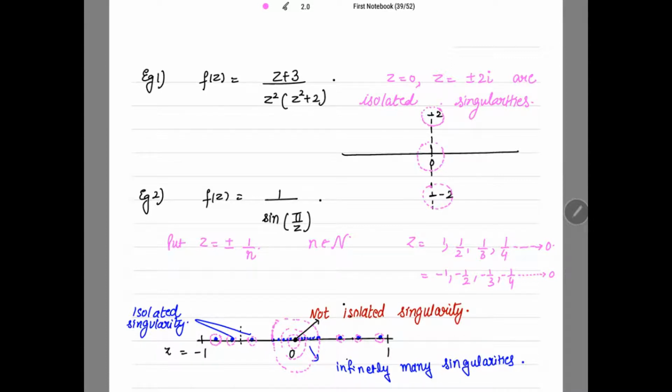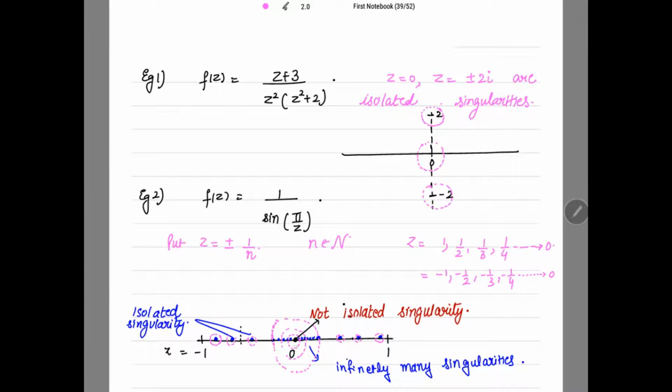Now what about 0? First check whether 0 is your singularity or not, because we are saying that z equal to 1, minus 1, 1 by 2, minus 2 are the singular points. First check whether 0 is a singular point or not. Yes, because at z equal to 0 the function is not defined. Sine of infinity is not defined. So 0 is also your singularity. But is it isolated or not?